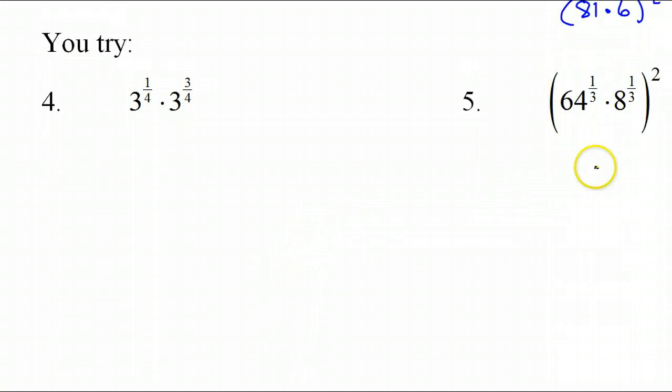Asymmetrical garbage. So looking at problem number 4, these bases are the same. If the bases are the same, you can definitely add the exponents together. If the bases are the same, you can always do something with the exponents. In this case, what you can do is add the exponents. So I'm talking about 1/4 plus 3/4. Feel free to do this step in your head.